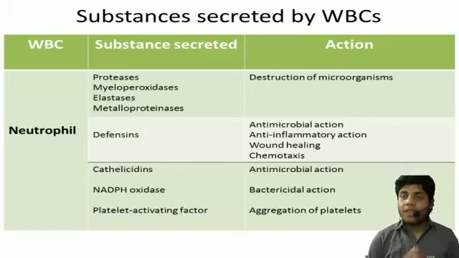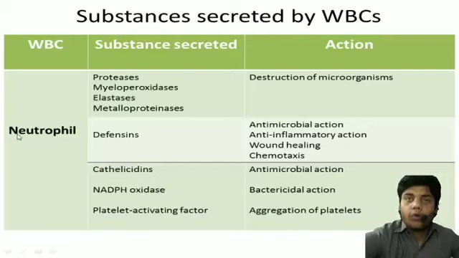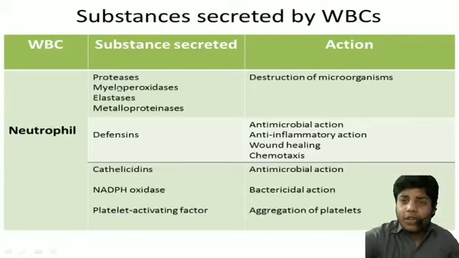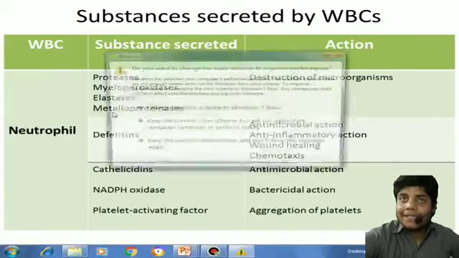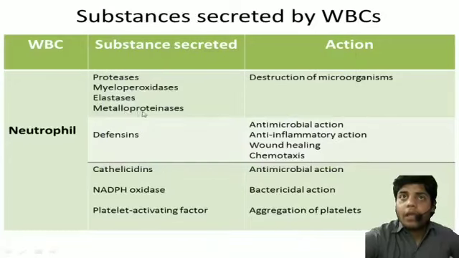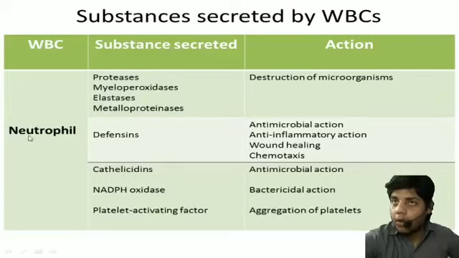Now, first of all, the substances which are secreted by WBC. First of all, we have neutrophils. Now, what kind of substances can neutrophils secrete? Neutrophils secrete protease, myeloperoxidase, elastases, metalloproteinases. And the action of each substance? These substances are secreted from the granules of the neutrophil, and the action of each substance is destruction of the microorganisms.